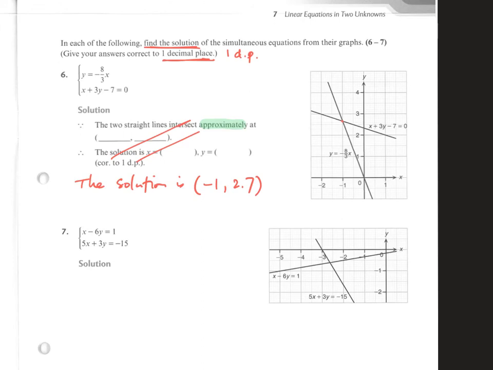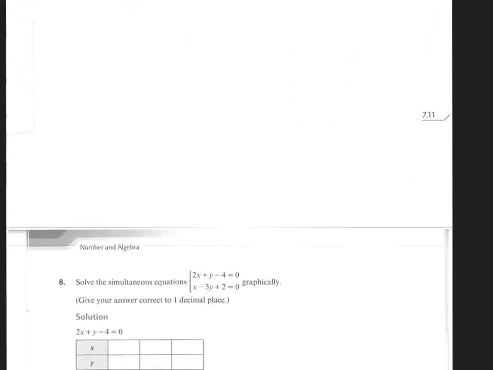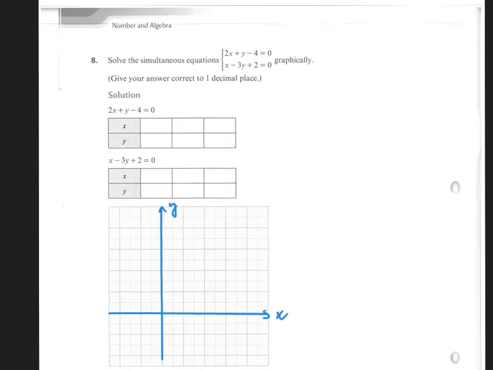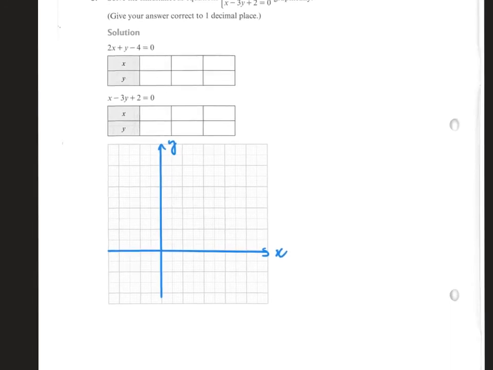Similarly, in number 7, you try to read the answer by yourselves. By reading the points of intersection, talk about the solution of the simultaneous equations. Okay, next one, number 8, more or less the same question, but you are required to draw 2 graphs. And once again, you try to.